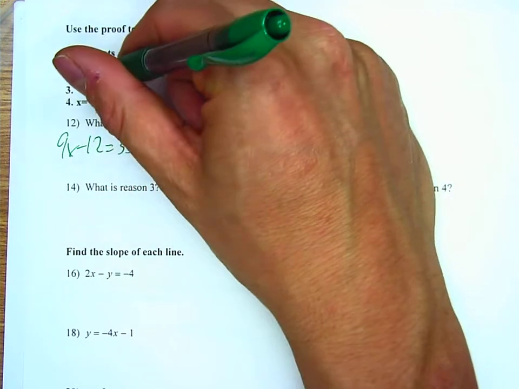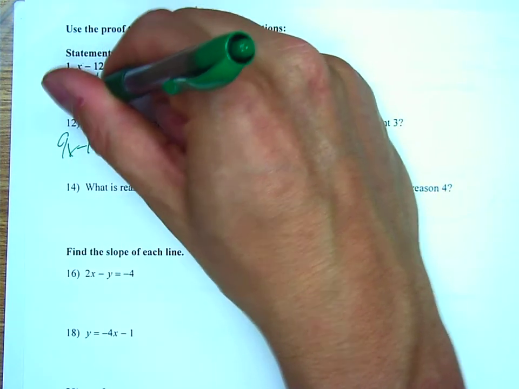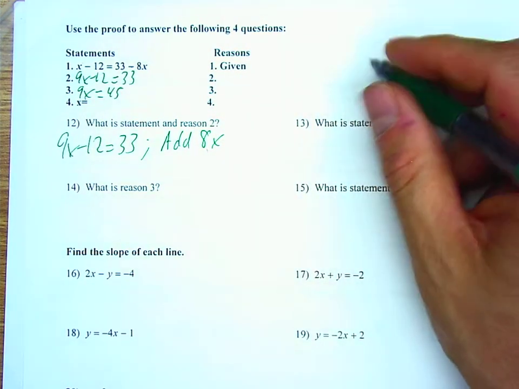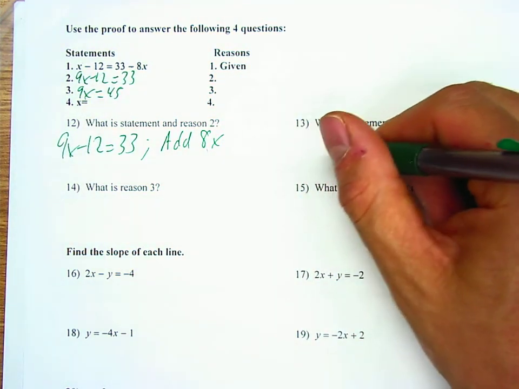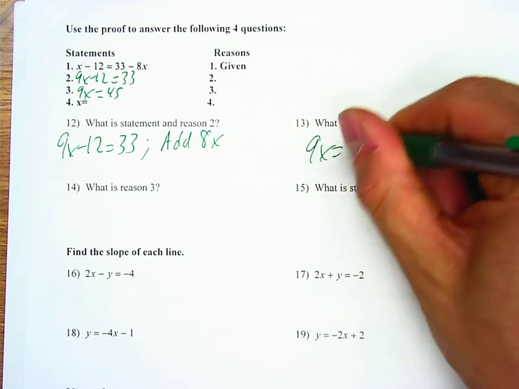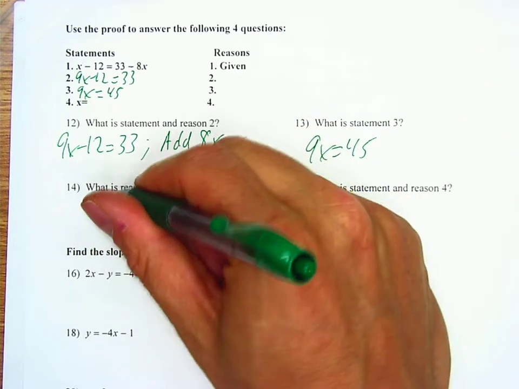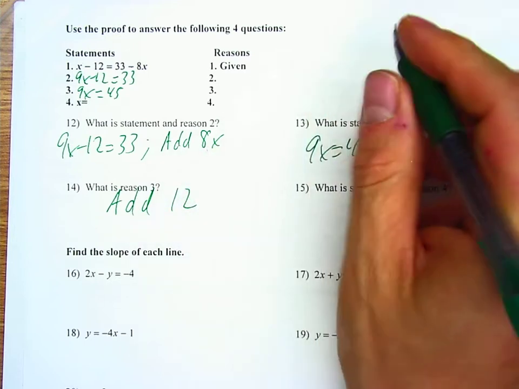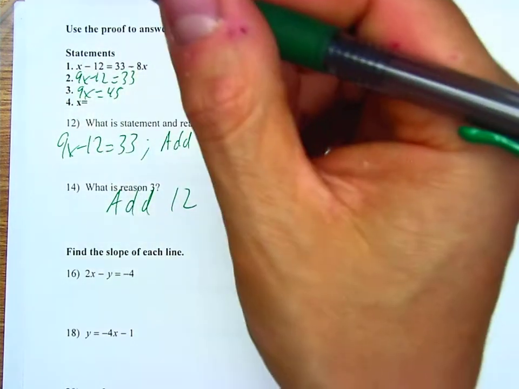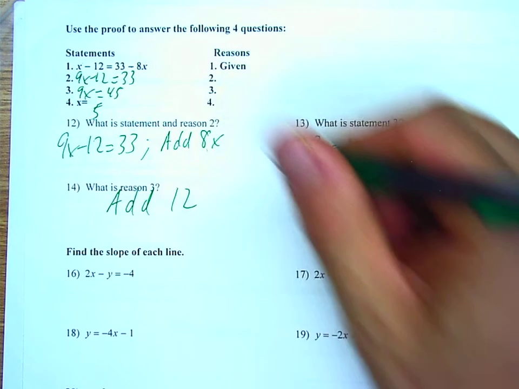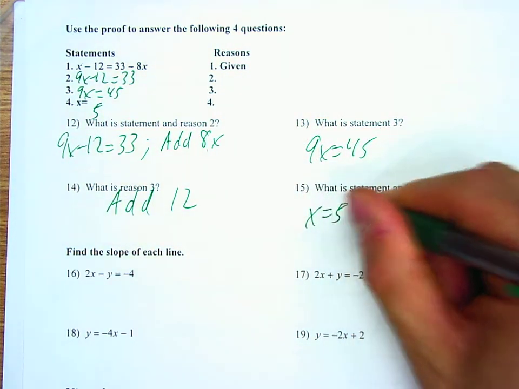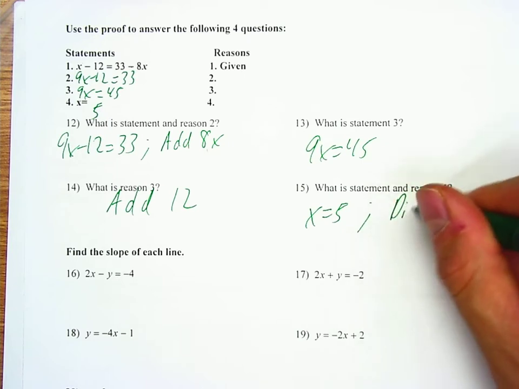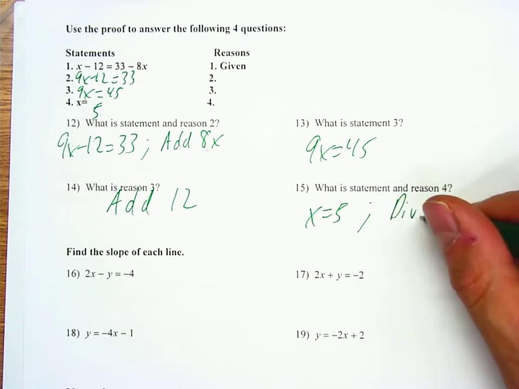My next thing I'm going to do is add 12 to 33. I'm going to get 9x equals 45. So what is statement 3? Well, statement 3 is to get 9x equal to 45. And what did I do there? I added 12, 33. And my last thing here is going to be that x is 5. And I got that by dividing by 9.